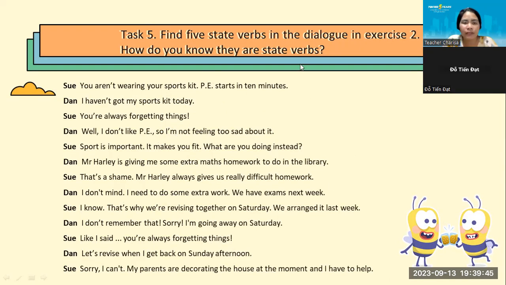So find 5 state verbs in the dialogue in exercise 2. How do you know they are state verbs? Okay, so I am Sue and you are Dan. And please find 5 state verbs, okay?